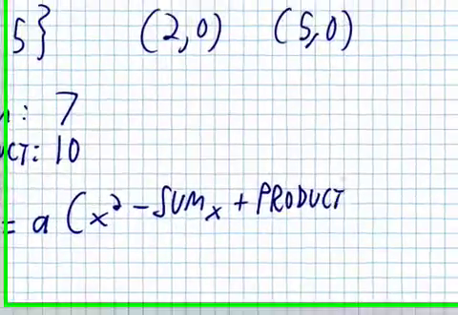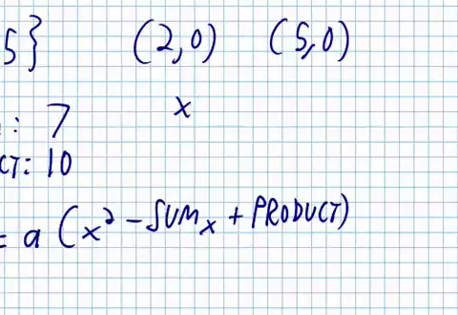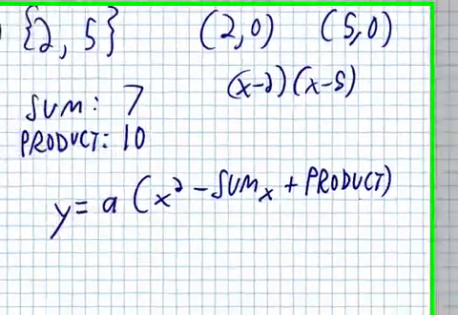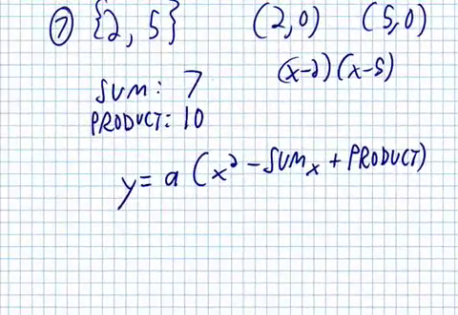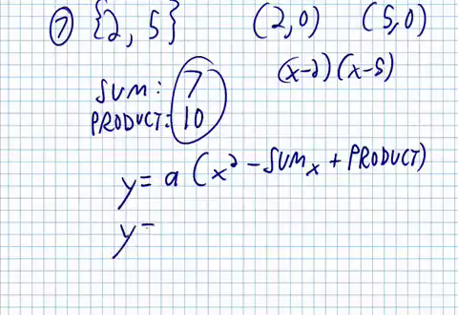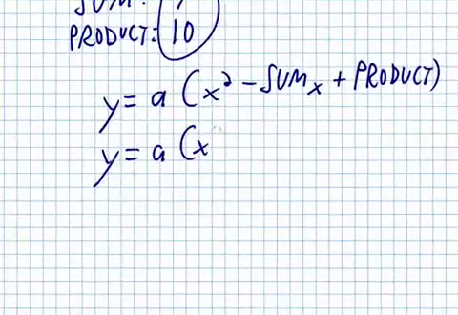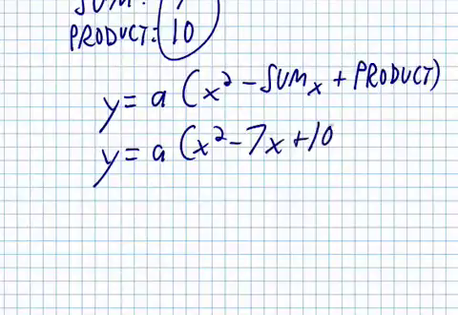This is just another way of FOILing if we had right here (x minus 2)(x minus 5). When you FOIL, the middle term is often the sum, and the last term is the product. So if we just look at these two values, we can get y is equal to a x squared minus the sum x plus the product.